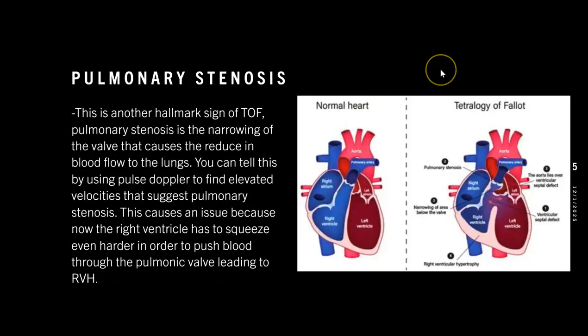Pulmonary stenosis. This is another hallmark sign of TOF. Pulmonary stenosis is a narrowing of the valve that causes the reduction in blood flow to the lungs. You can tell this by using pulse Doppler to find elevated velocities that suggest pulmonary stenosis. This causes an issue because now the right ventricle has to squeeze even harder in order to push the blood through the pulmonic valve, leading to RVH, which we just discussed. You can see right here, this is a normal heart. Right here you can see how narrow it is near the pulmonic valve.